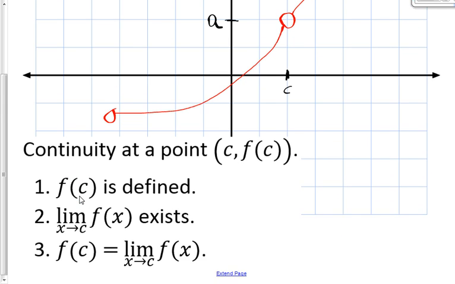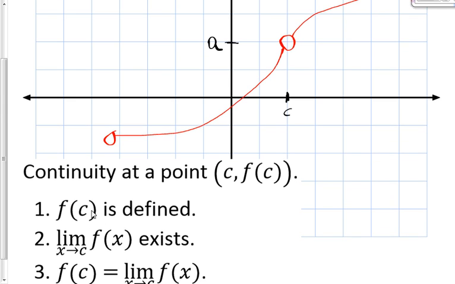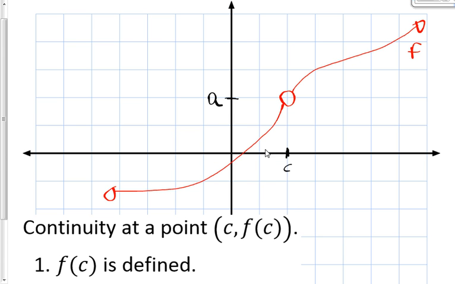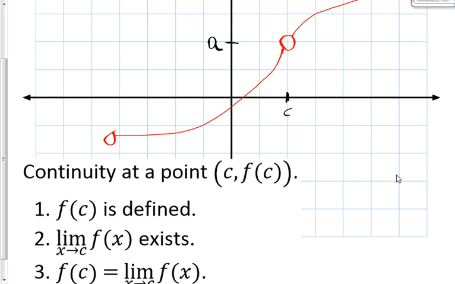If you check the criteria here, the first one: is f of c defined? Well, there is no f of c. There's no point vertically above or below c for the function f of x. So when x is equal to c, there is no value. So f of c is not defined.